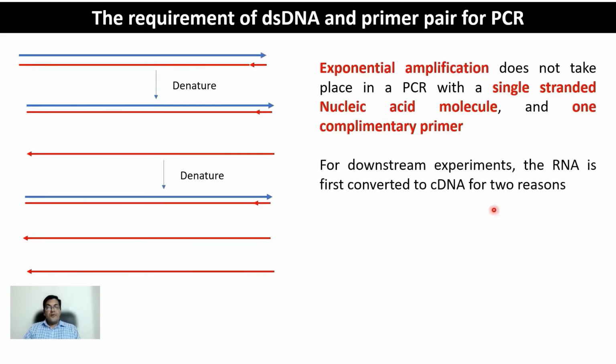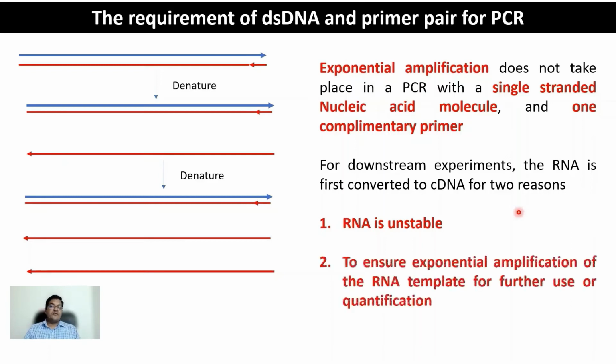For downstream experiments, the RNA is first converted to cDNA for 2 reasons. Number 1, RNA is extremely unstable, and therefore, if you want to perform any experiment on RNA, it has to be first converted to cDNA, which is a lot more stable. And one of the reasons why the genetic material switched from RNA, which was largely believed to be the original genetic material, to DNA was the stability of the DNA.